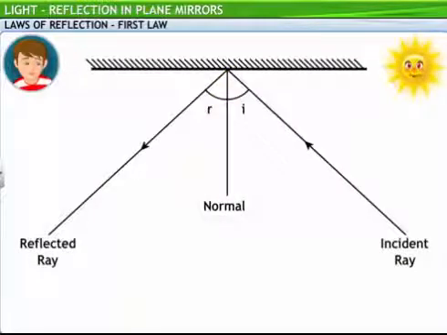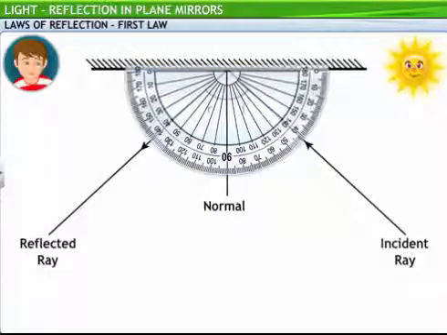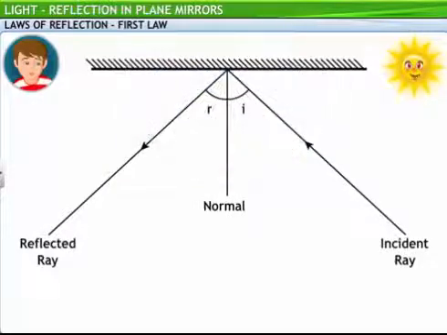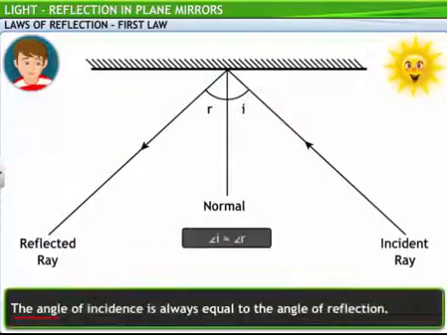Now compare the angle of incidence and the angle of reflection using a protractor. Which one seems bigger? Neither. Both angles seem to measure the same. Correct. That's because the angle of incidence is always equal to the angle of reflection.